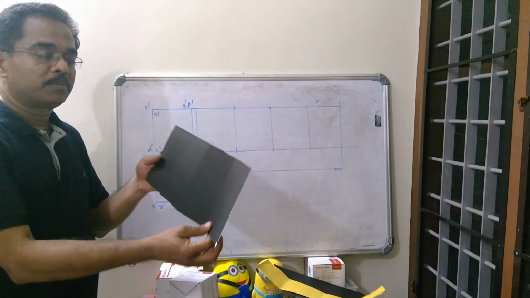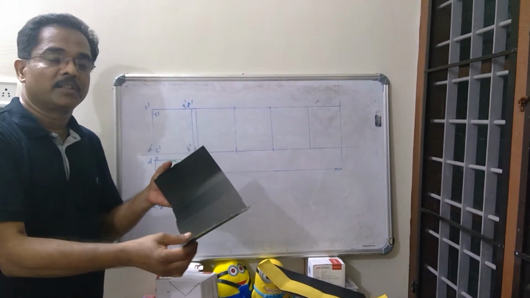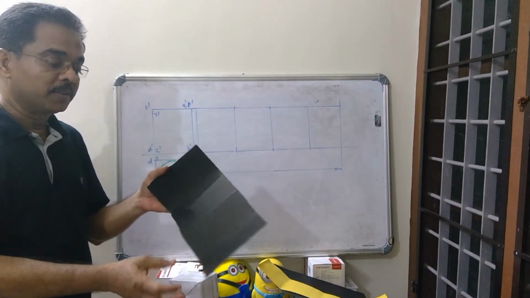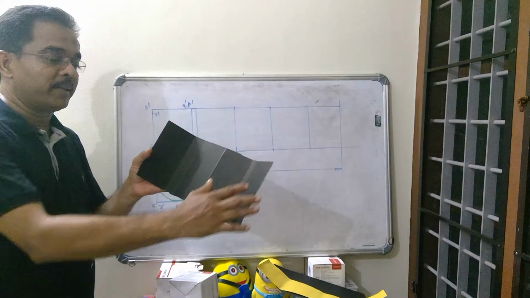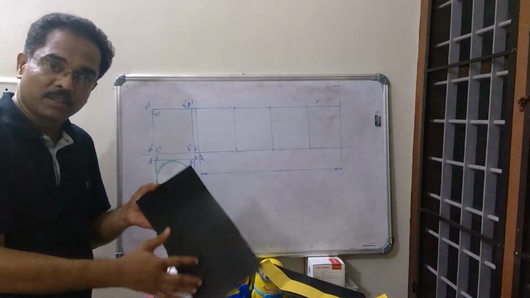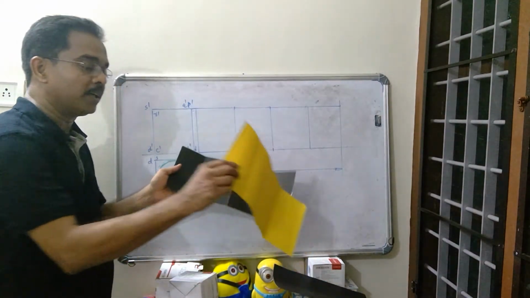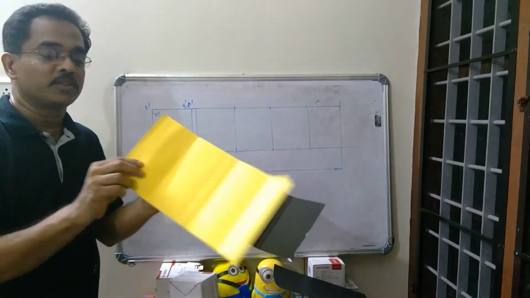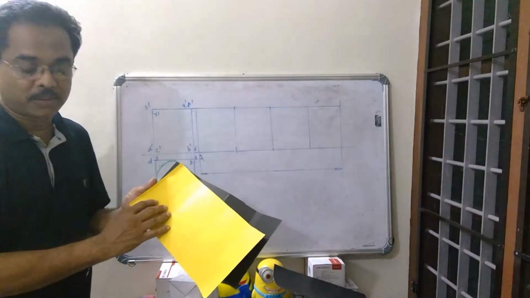And this process is called the development of surfaces, and the shape that I got is called the developed surface. So this is a developed surface, and the whole process is called development of surface.